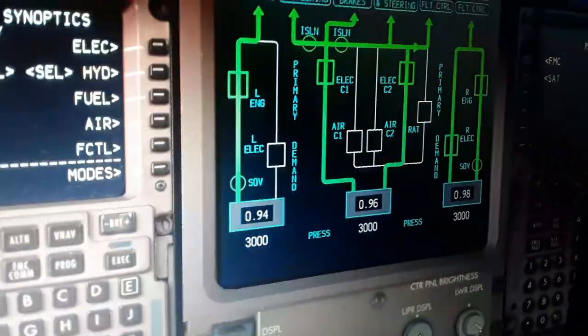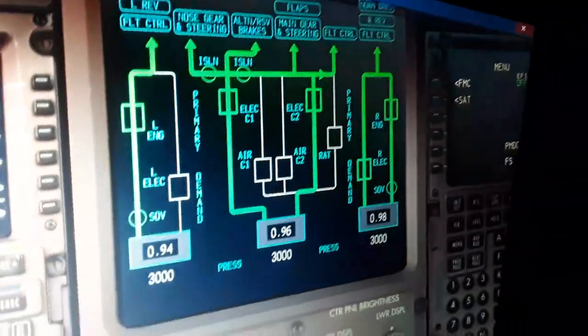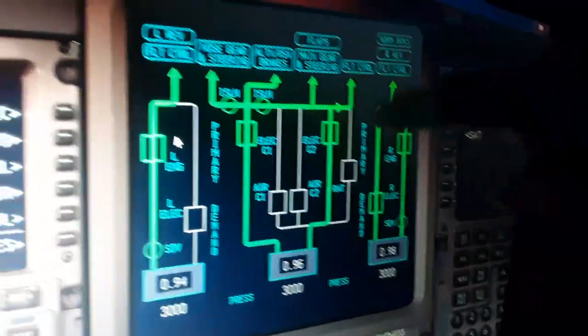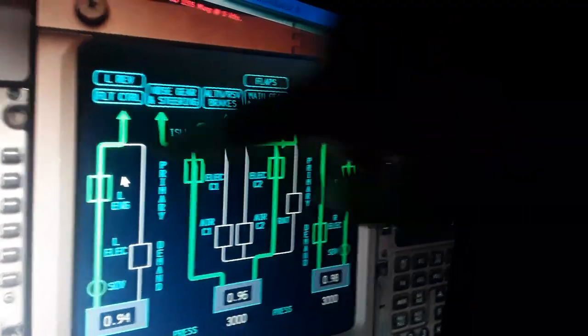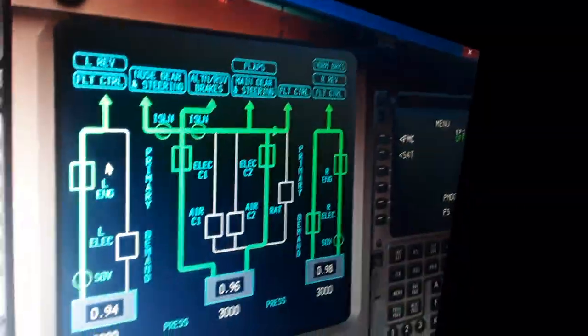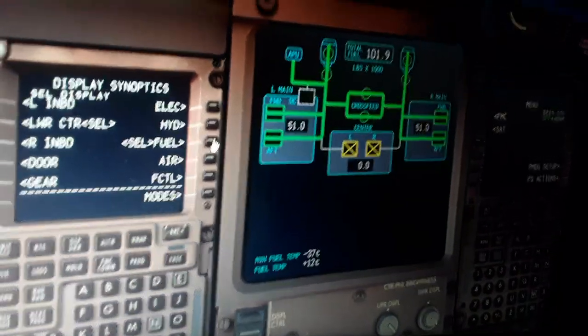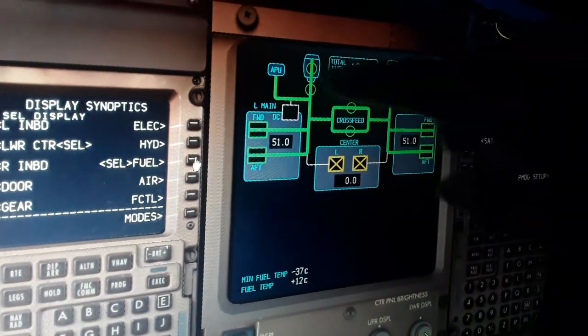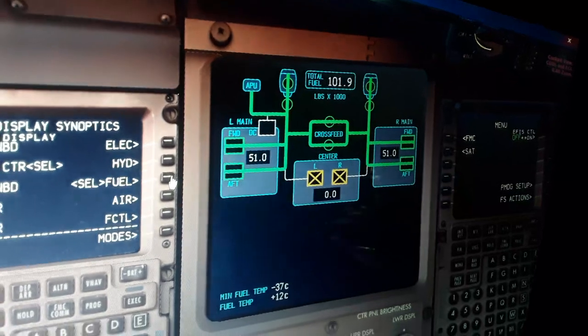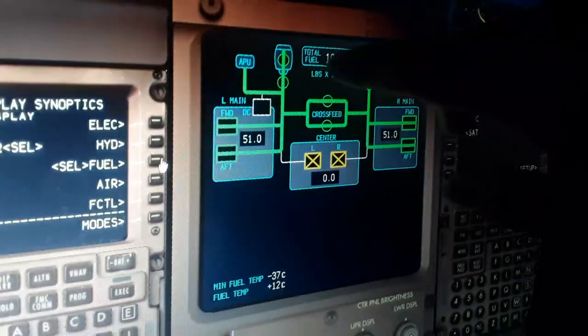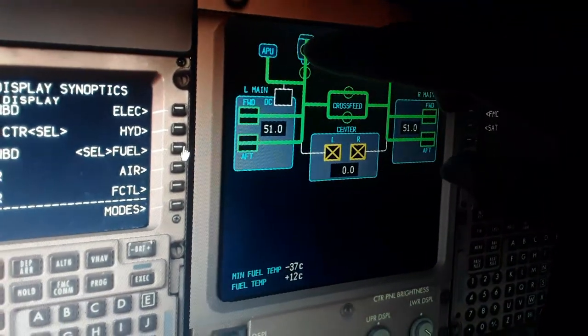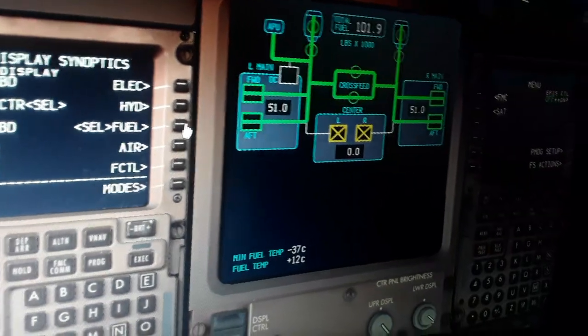So we have also the throttle valves, the left electric, the right electric, left engine, right engine, and the consumption of the hydraulic fluid. The fuel on board, left and right wing, and the center tank, the cross-feed valve is open, and the total fuel on board, and the engine symbol, and the APU also.